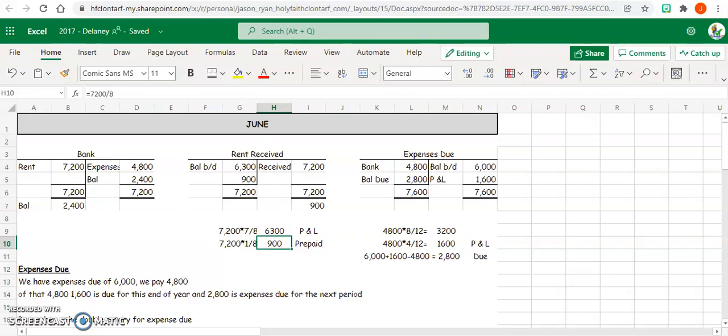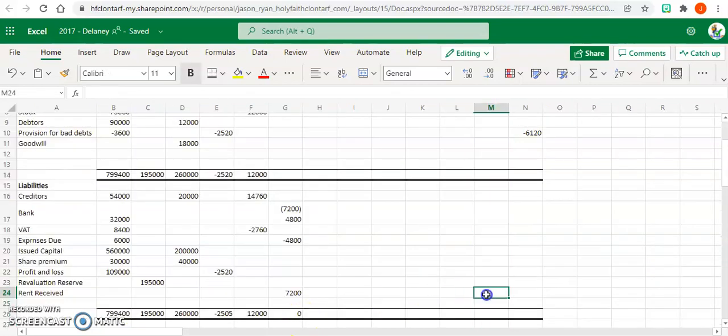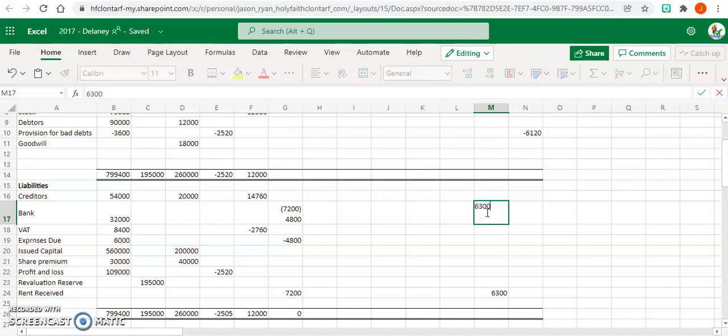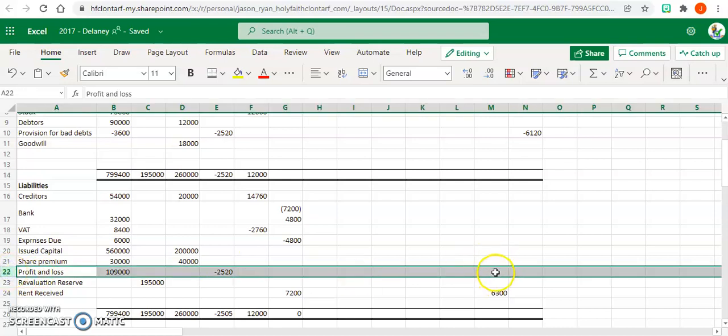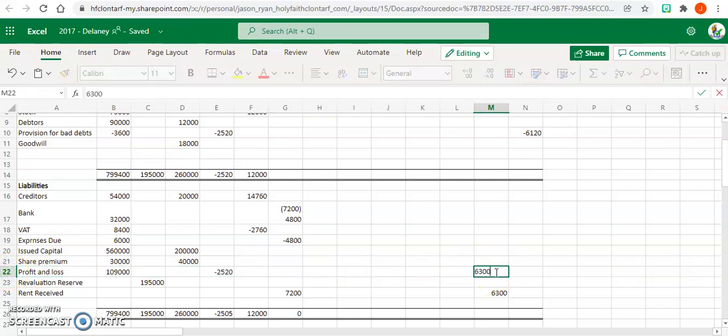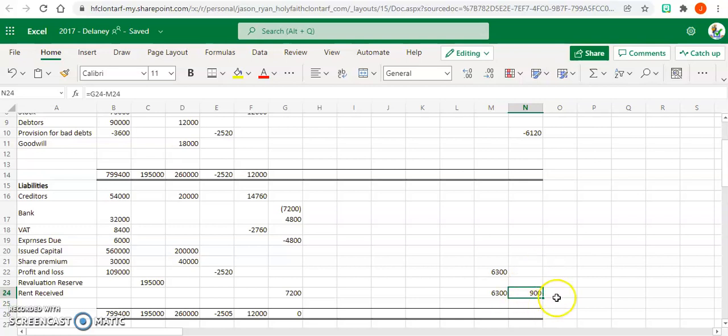So if you look at this in your tabular statements, for December, for rent received, it will be 6,300, and that will be going into your profit and loss. Sorry, not your bank, your profit and loss. So make sure you put these in the correct lines. So our 6,300 means that our profit and loss is going to increase, and then what's left, if you take what's in the columns away from each other, you've got 900. So that's what's prepaid for the next period.